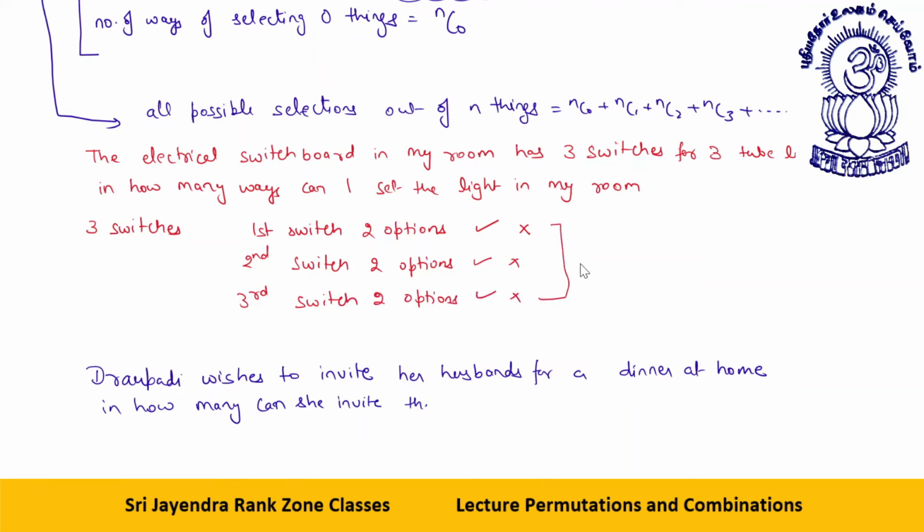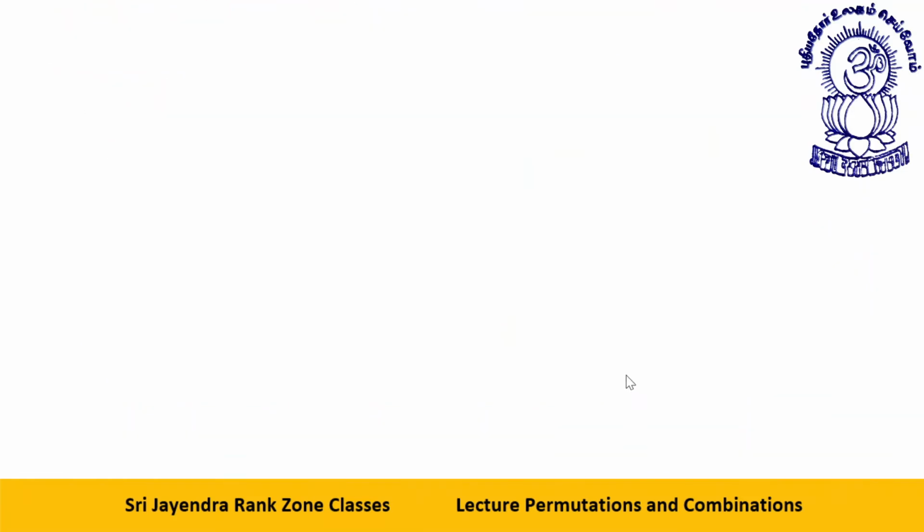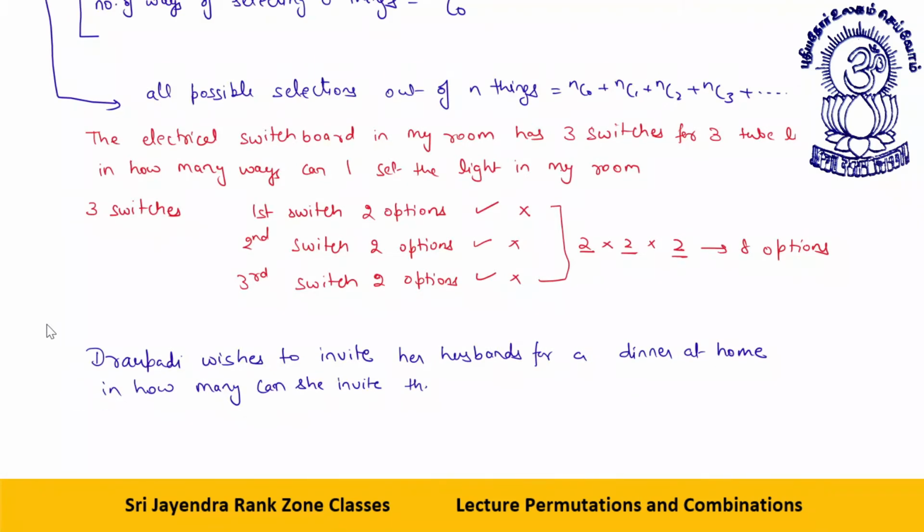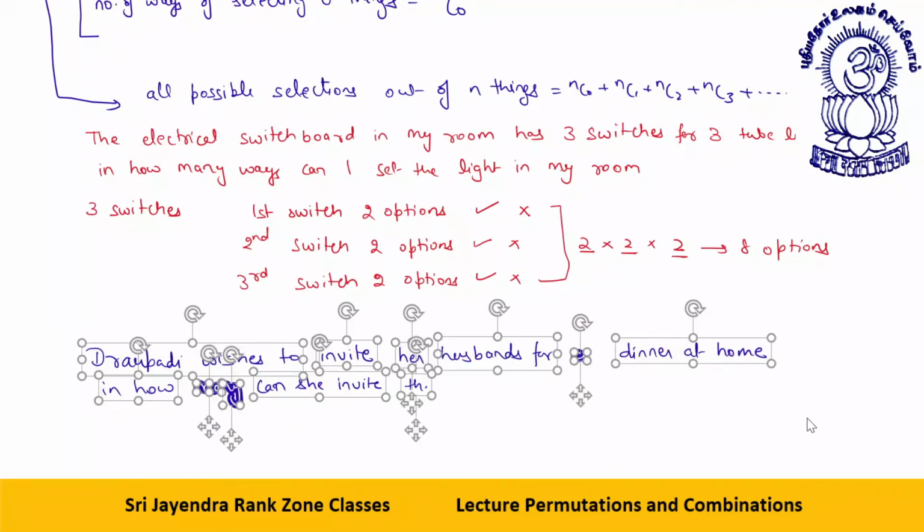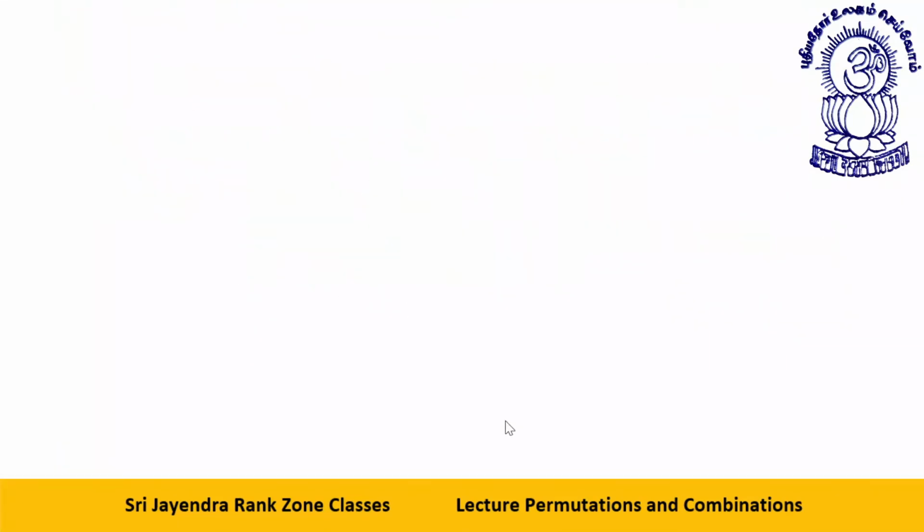So total how many options? For the first switch I have two options, for the second switch two options, for the third switch two options. So that gives me a total of eight options. Look, these are the total eight options. Let me show it to you in detail. Just give me a second.